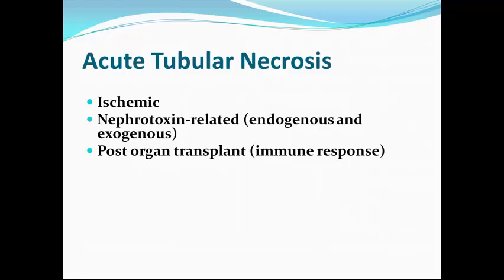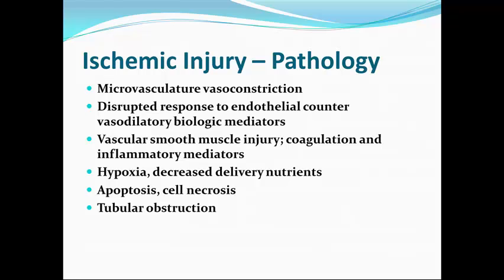Now, we also know that as an intratubular process, kidneys can undergo acute tubular necrosis. There are three major categories or etiologies, pathologies of ATN. It can be ischemic, it can be nephrotoxin related, or it may be post-organ transplant as a result of the immune response. We already talked about post-organ transplant as a cell-mediated immune response involving T cell activity, so I'm not going to cover that one. Let's take a look at ischemic injury, however.